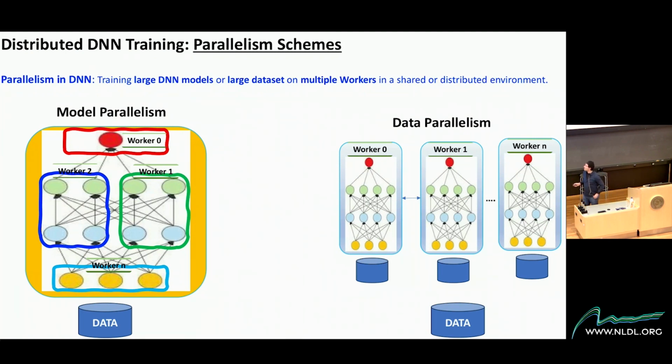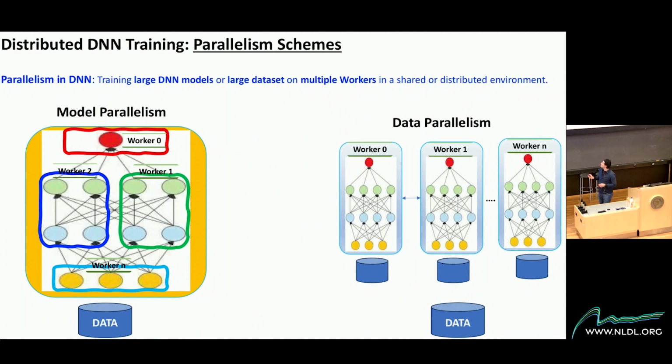So the concept of model parallelism is that, as you can see, the model itself, the target model, is partitioned into multiple parts, such that each part will be assigned to a worker, and the data remain the same. There is no change in terms of the data. That's how the model parallelism is done.